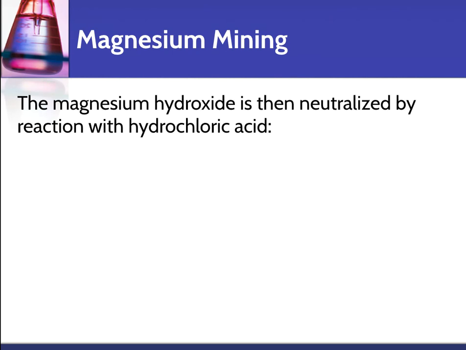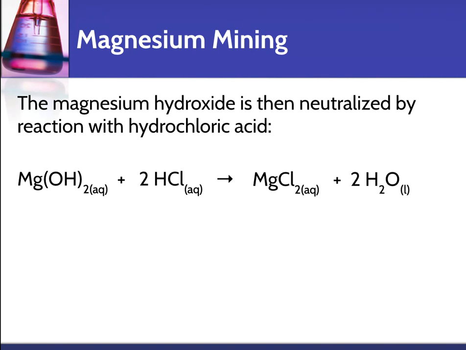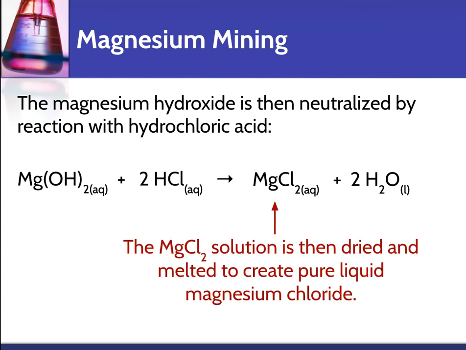We can now take that magnesium hydroxide and neutralize it by reacting it with hydrochloric acid. So this is a neutralization reaction. We're going to produce water and then the ionic compound, which in this case is going to be magnesium chloride. You can see how the magnesium and the hydrogen have switched places in this double displacement reaction, which is also a neutralization. So now we've got magnesium chloride in solution.